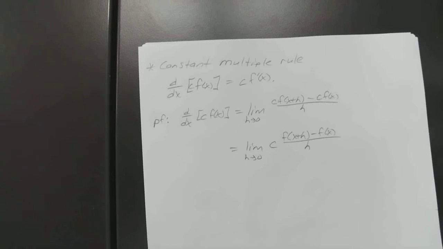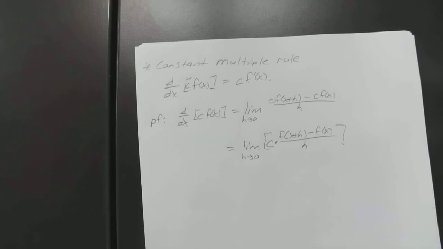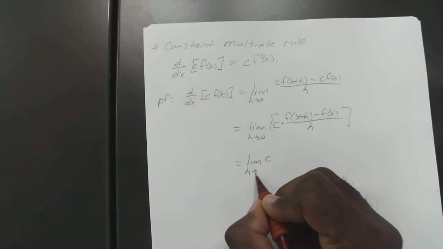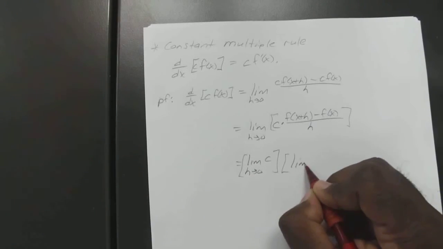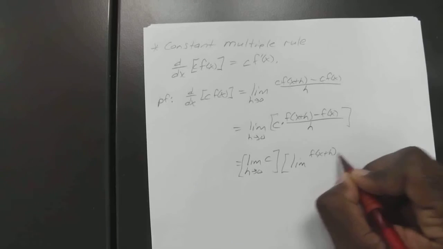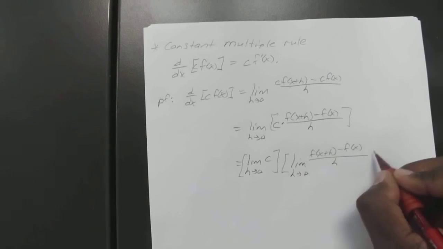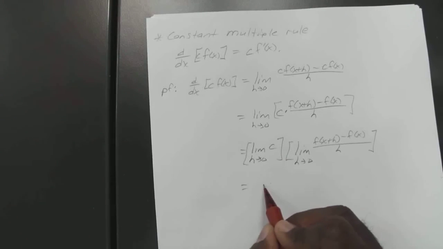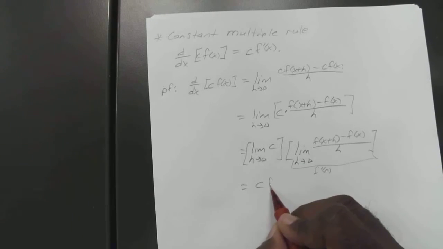Now, if you remember from our limit properties, when you have the limit of any two factors, you can just apply the limit to both of them. So you have the limit of c as h approaches 0 times the limit of f of x plus h minus f of x all over h as h approaches 0. So the limit of a constant is just that constant. And this is our f prime of x. So c times f prime of x.